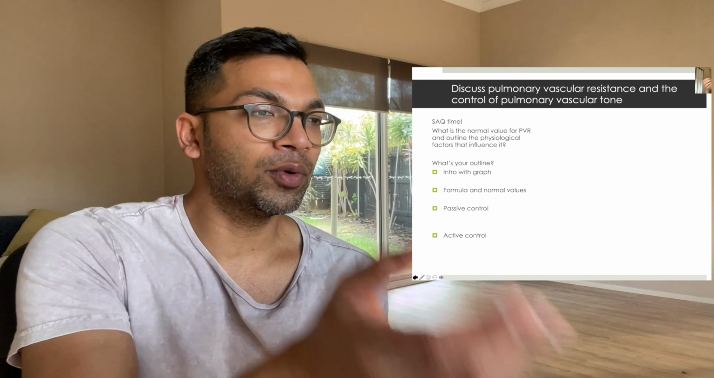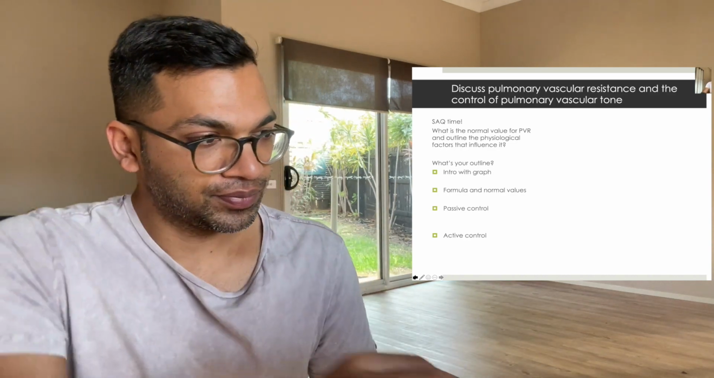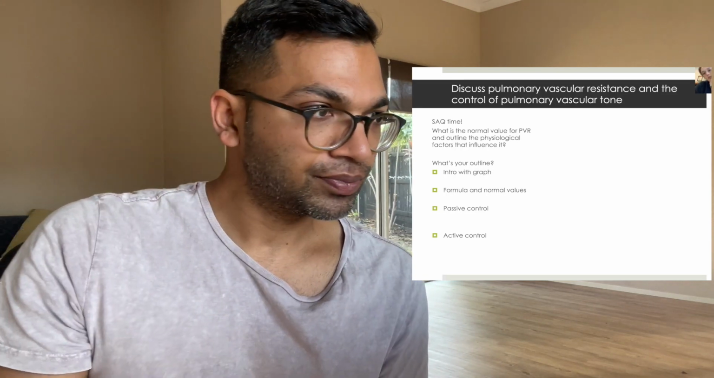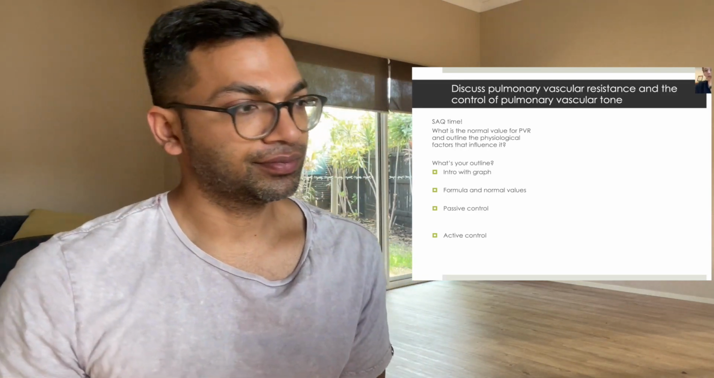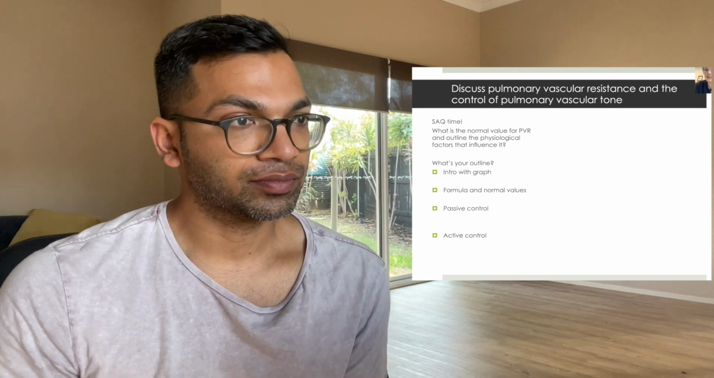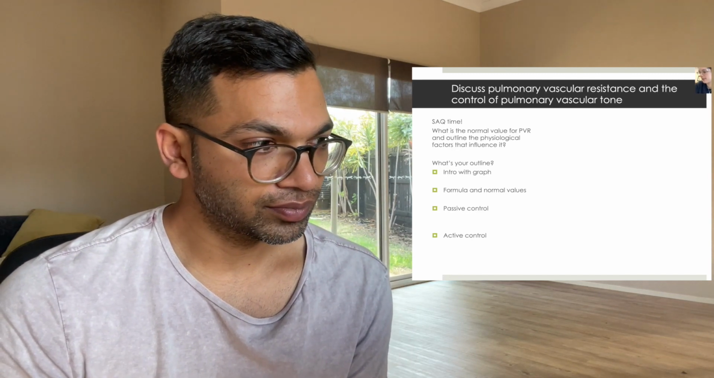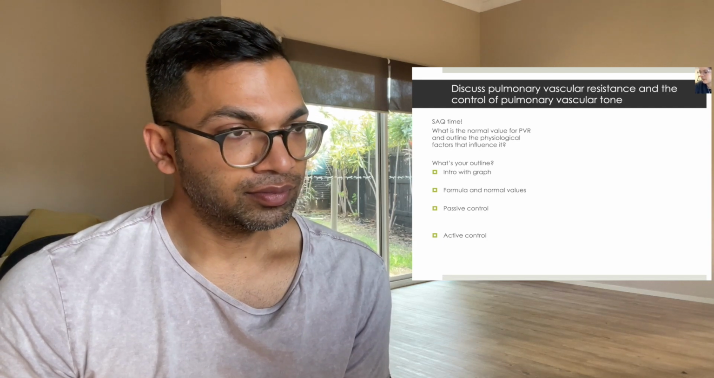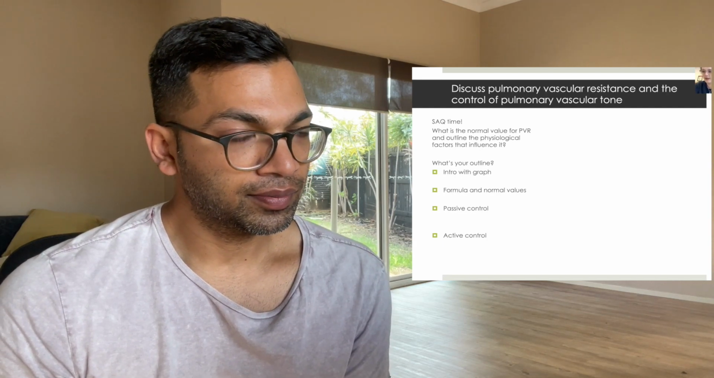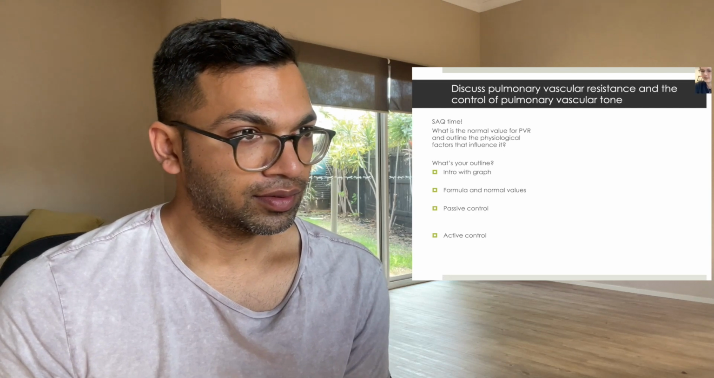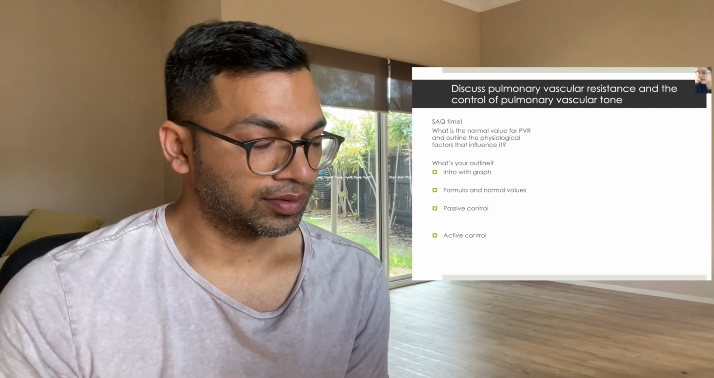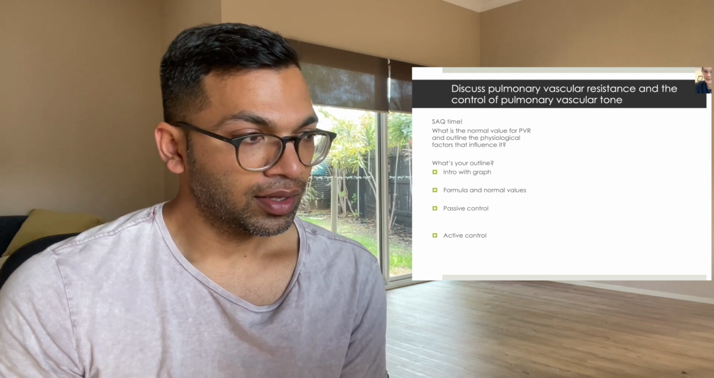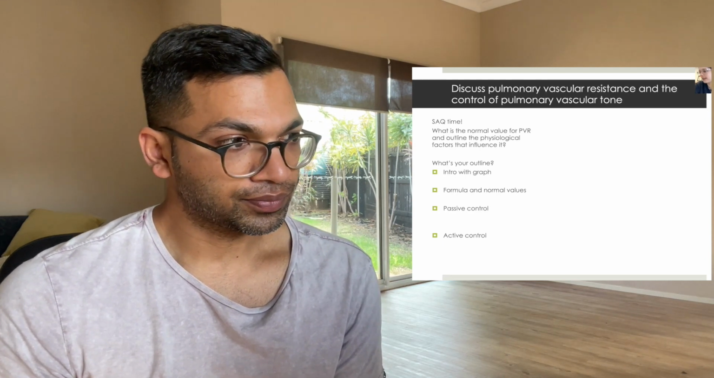Let's get to what your factors that affect it are, Catherine. I suppose passive control is talking about your lung volumes and that point that you talked about before, where at high lung volumes you get compression of your alveolar vessels, but the extra alveolar vessels are wide open, and then at low lung volumes you lose that radial traction on your extra alveolar vessels, so they collapse down, which contributes to your increased pulmonary vascular resistance at low lung volumes.